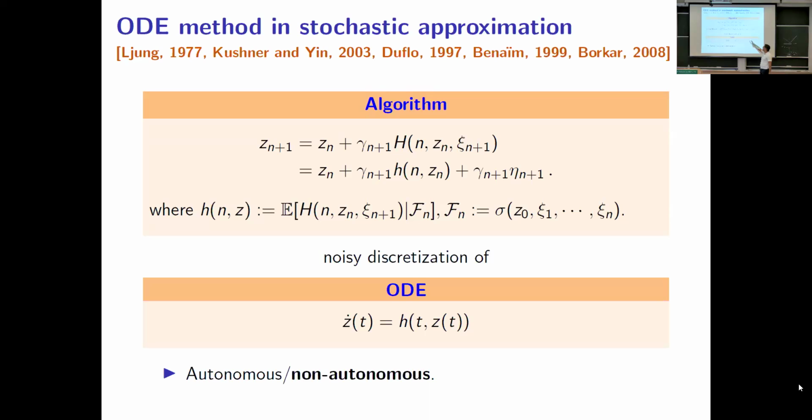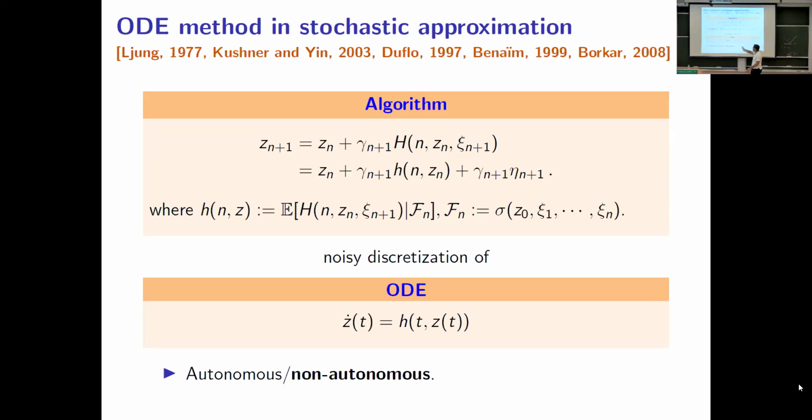So the idea is to introduce the expectation of that vector field with respect to the past of the observations. So this gives you a mean field, right? A vector field of an ODE, and then you have some additional noise, which is a martingale difference sequence here, eta n plus 1, which needs to be controlled, of course.